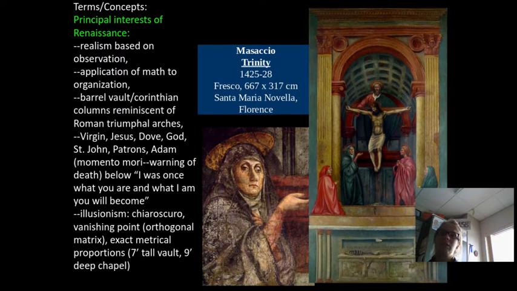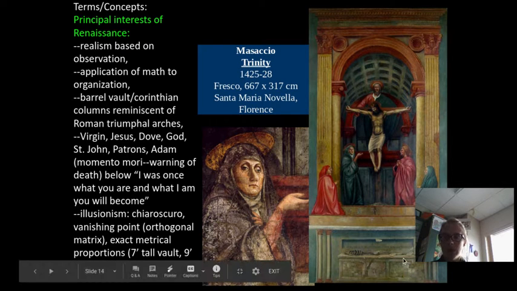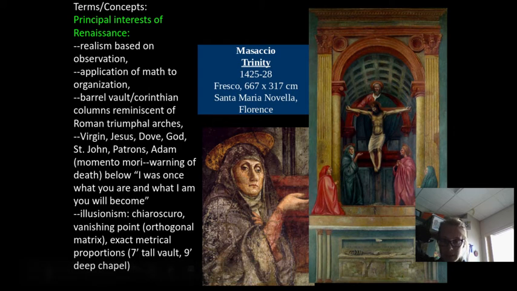Next up, we have another painting by Masaccio. This one's called Trinity, and you can see the Trinity is the focal point here in this painting. We have Jesus, the Holy Spirit, symbolized by the dove, and God the Father up top, showing the Trinity. You can see down below we have a skeleton, and the writing up above is a reminder of memento mori, a warning of death that says, I was once what you are, and what I am you will become. And that is a pretty medieval comment as well.